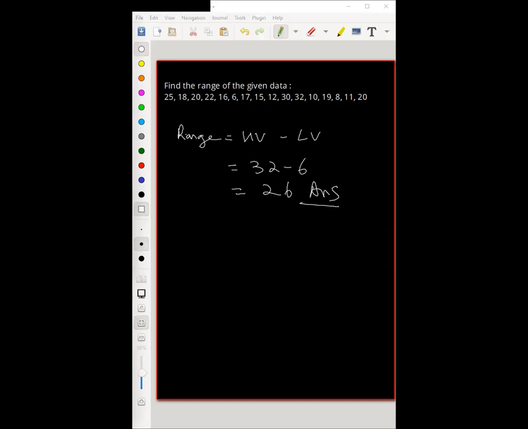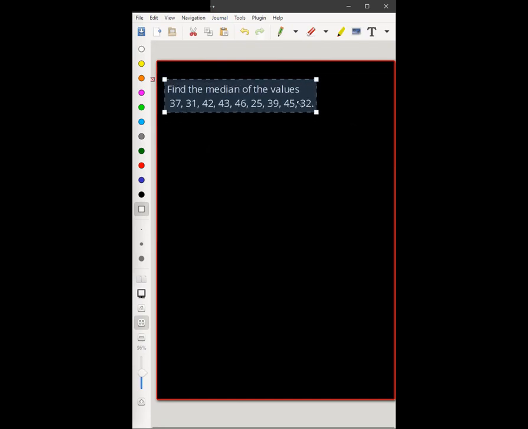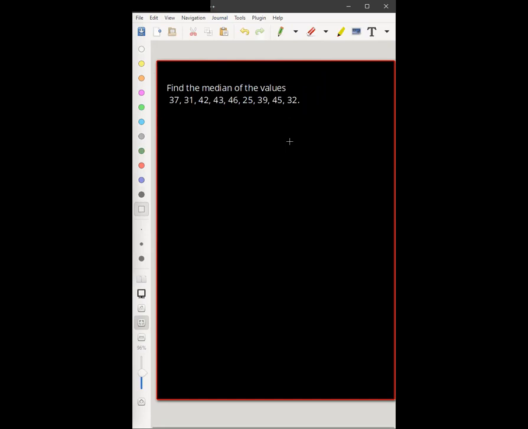Let's take a few simple ones so that your concepts are clear. Do this one. Find the median of the following data set. Think and do and give me the correct answer. Find the median of the values 37, 31, 42, 43, 46, 25, 39, 45, 32.